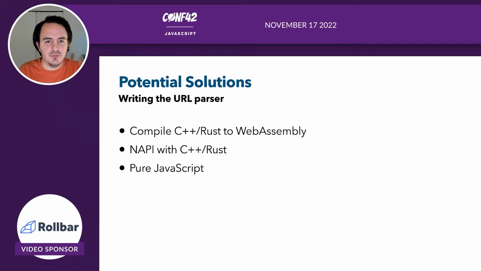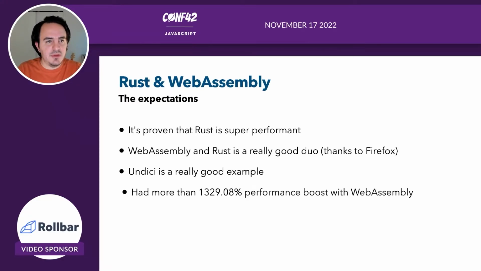So let's start with WebAssembly then. I chose Rust because it's proven that Rust is super performant. Actually, I wanted to learn Rust, so this is one of the emotional decisions that led to this decision-making process. But WebAssembly and Rust are a really good duo. Thanks to Firefox, there are lots of contributions on that side. There are really great libraries, and the ecosystem is ready for mass adoption in one of the most crucial parts of Node.js. And on top of that, there was Undici.